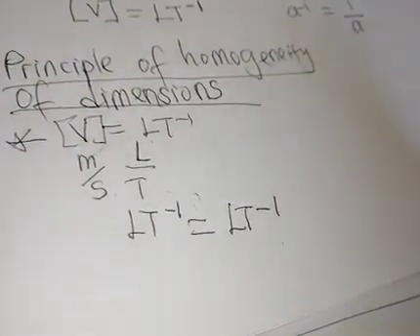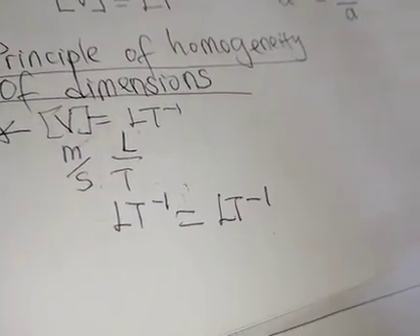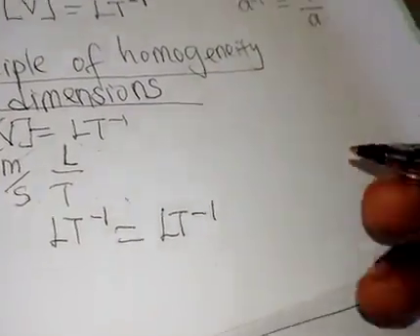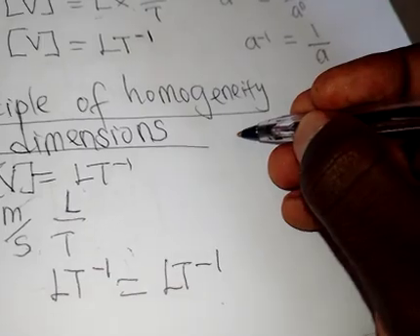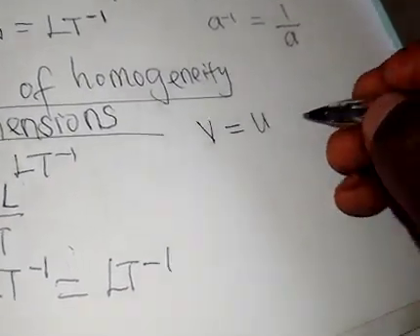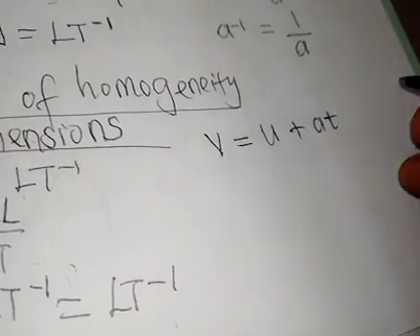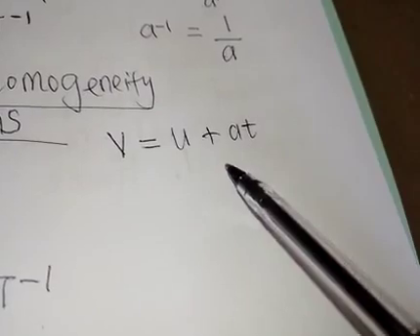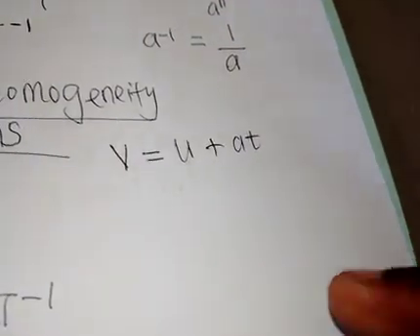So we are saying an equation is dimensionally correct if the dimensions of all the terms on either side of the equation are the same. For another example, let's say we talk about final velocity equals initial velocity plus acceleration times time. V equals U plus at.